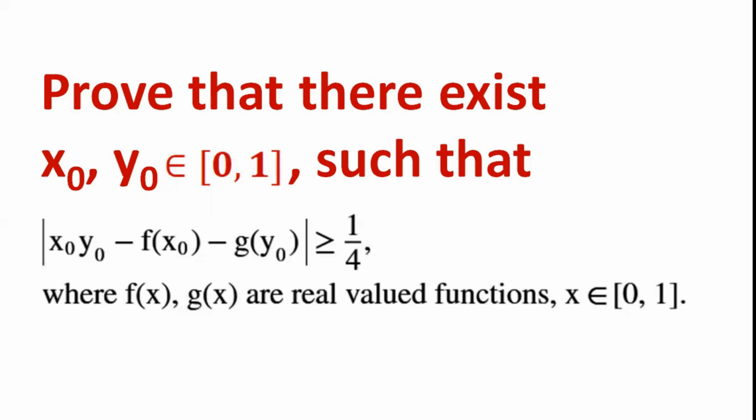Prove that there exist x0, y0 in the closed interval [0, 1] such that the modulus of x0 y0 minus f of x0 minus g of y0 is greater than or equal to a quarter, where f of x and g of x are real-valued functions, and x is in the closed interval [0, 1].